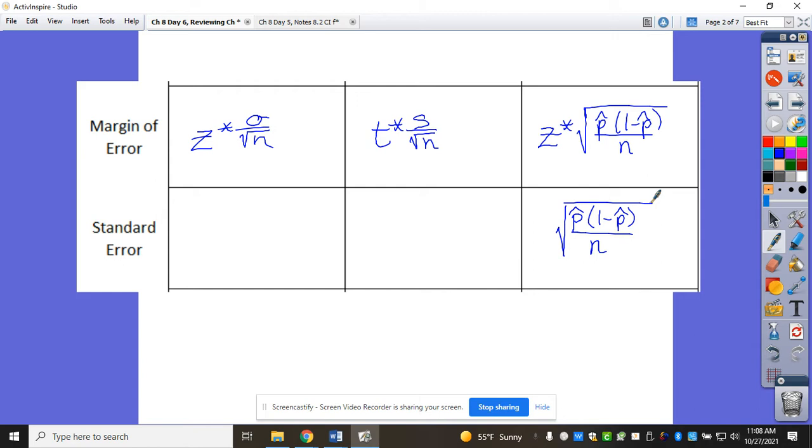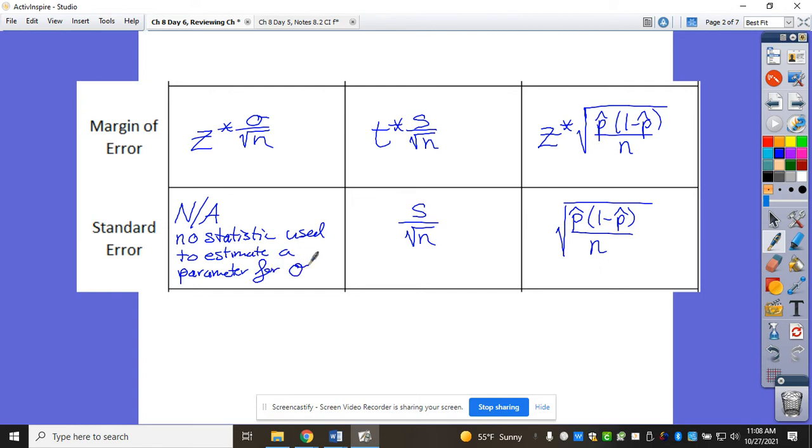For the middle one, I'm taking out my critical value. In this section, have I used a statistic to estimate a parameter? Yes. I've used s to estimate sigma. In the first one, I'm taking out my critical value. Have I used a statistic to estimate a parameter? I'm going to write sigma of x bar, but here it's sigma of p hat, but we just don't call it standard error. It's still the standard deviation of the statistic.